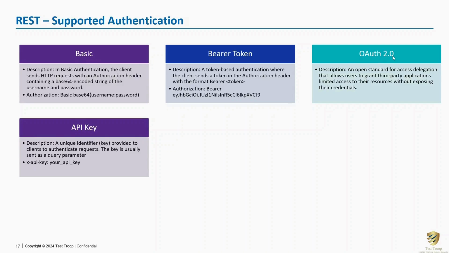OAuth2 is another token based authentication in which the client first sends the client ID and client secret to an authorization server. The authorization server checks the authenticity of this particular client. When it passes, it sends the token back to the client, and the client uses this token to communicate with the server. The API key is another type of authentication, a unique identifier provided to the clients to authenticate the request. The key is usually sent as a query parameter in the request. These are some of the authentications that are supported with REST.